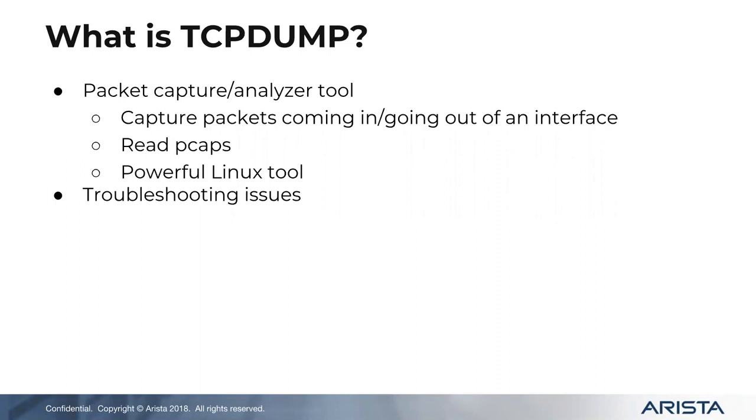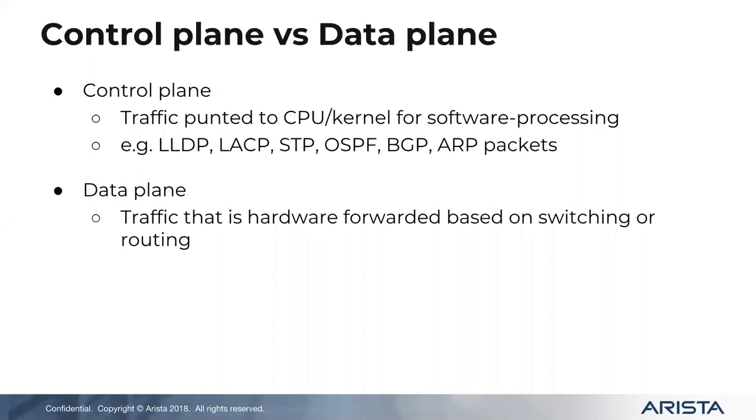This is because it gives us visibility into the traffic flowing through a switch, which is immensely important in debugging issues. Oh, by the way, since Arista devices are multilayer switches, you might hear me use the term switch and router interchangeably. So now that we know what TCPDUMP is, let's understand the difference between control plane and data plane traffic from the switch's perspective.